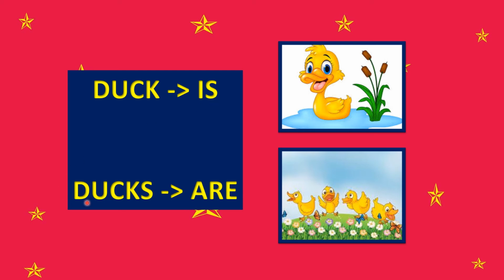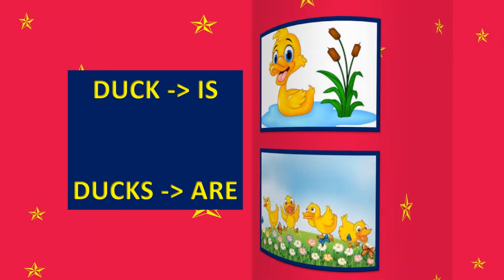Now look at this word, D-U-C-K-S, ducks. Can you find here S children? Yes, see, S is there, no? That means many ducks. So if many ducks, then we will write A-R-E, are. Okay? One duck, is. Many ducks, are. Okay? So now let us go to the last example.